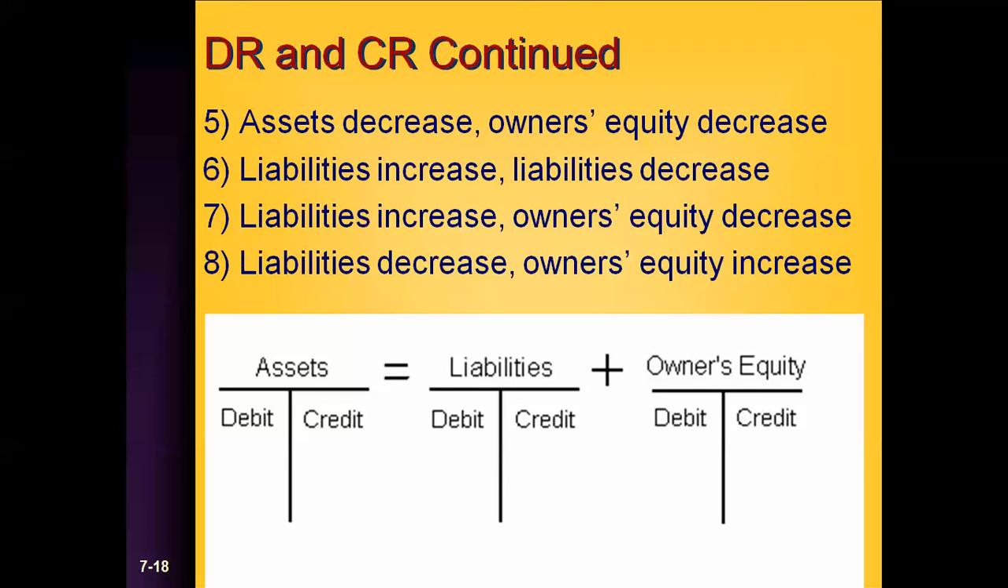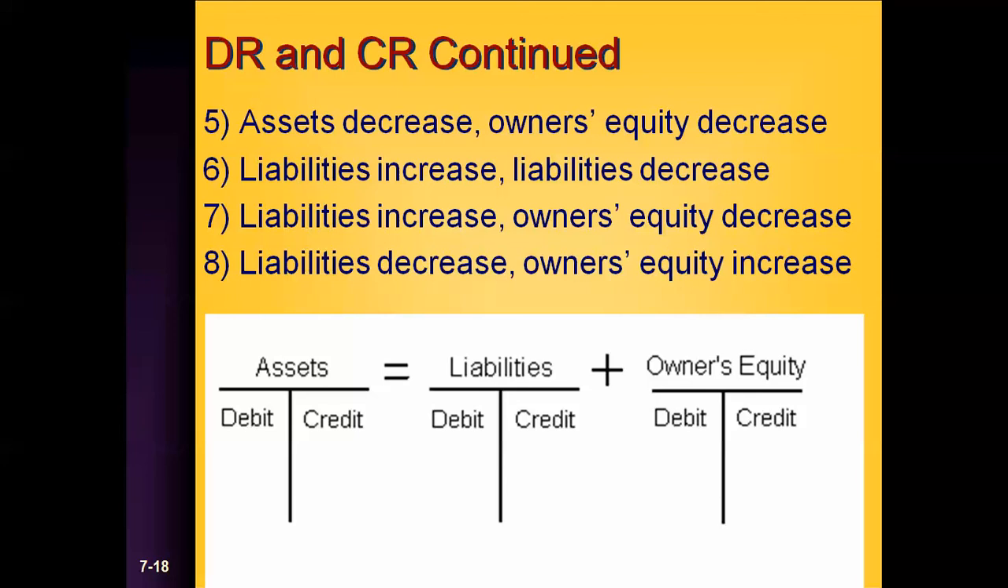In the next example, liabilities increase, owner's equity decreases. An example for this might be a bill for utilities is received, but you don't pay it. So in this particular example, you would debit the utility expense account, but you would credit the utilities payable account.